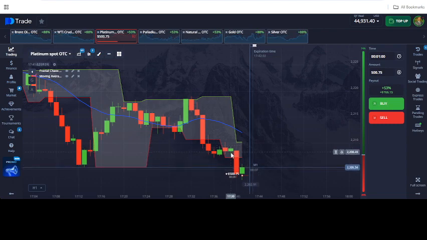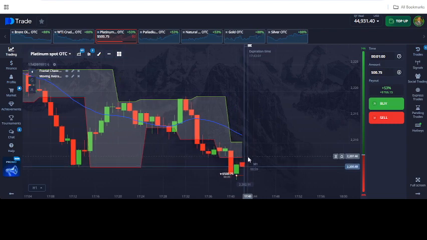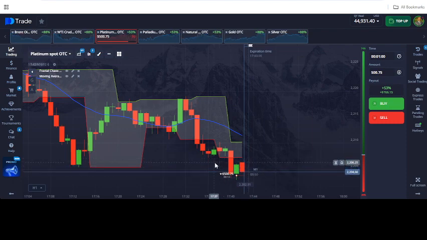And then secondly, this red candle closed below the lower boundary, this red lower boundary of the Fractal Chaos band line here. So this suggests a continued bearish momentum to the downside over the next 60 seconds. So let's monitor this trade and wait for the expiry.